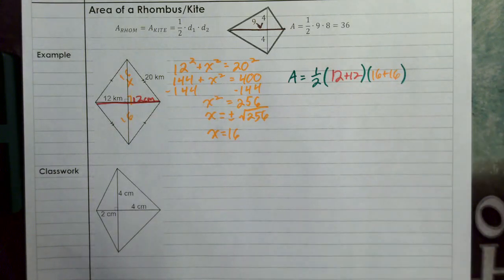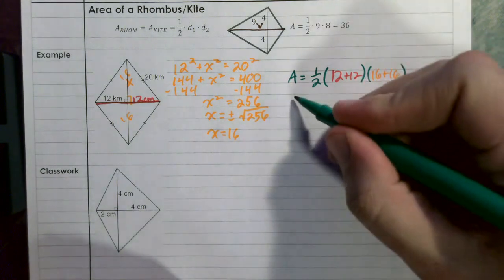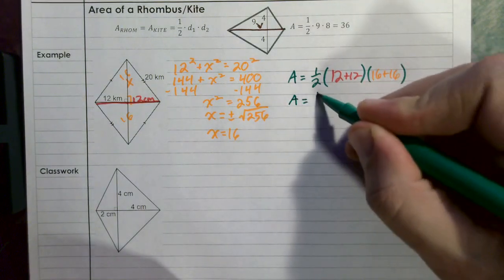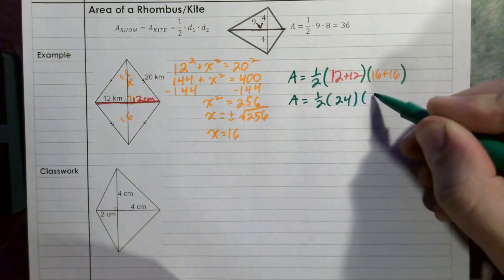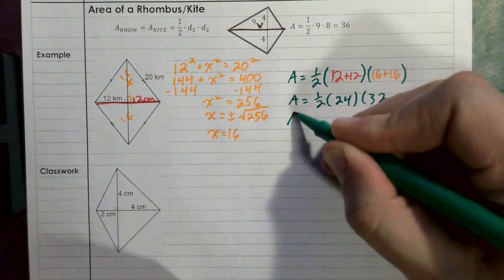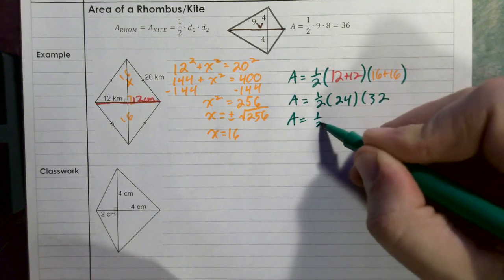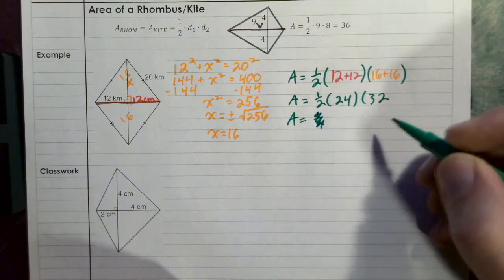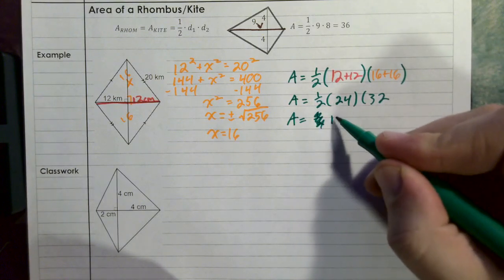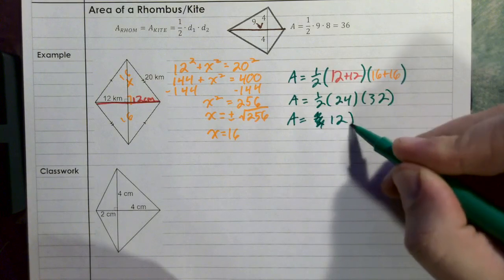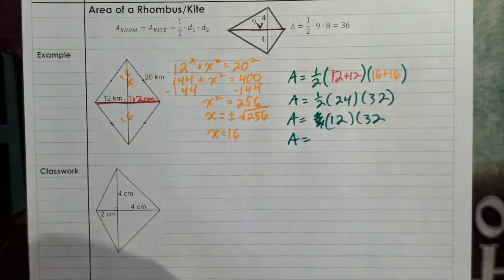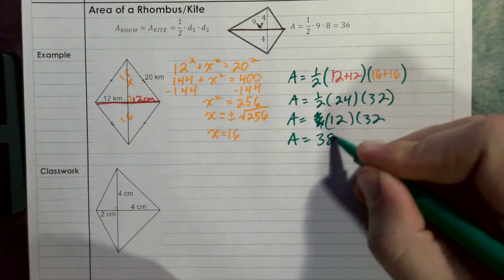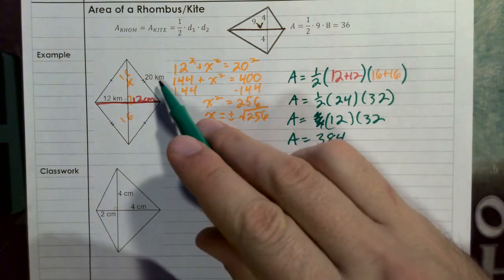Let's see what this equals. So area equals half of 24 times 32. So the area is half. Nope, nope. 24 times a half, that's 12 times 32. So my area is just whatever 12 times 32 is, which is 384. And these were in kilometers.